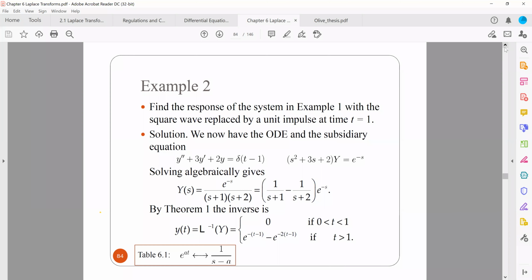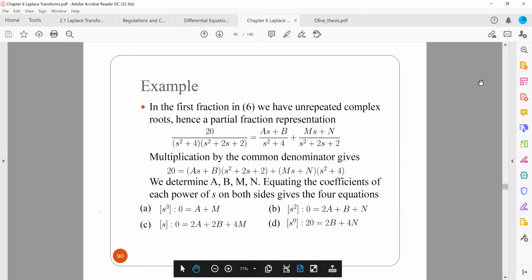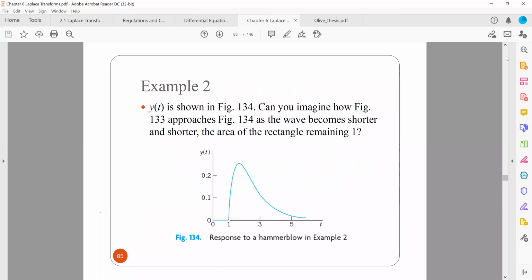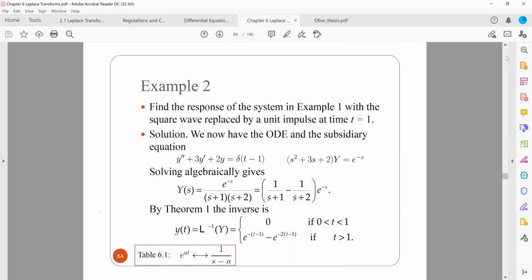It's fairly straightforward. Once you have Table 6.1, you should be able to see that this is actually the inverse of these two. What the impulse function does is, again, shows you that before 1, everything will be 0. Greater than 1, you'll have this. So I hope that's clear. Yeah, and this is what it looks like.